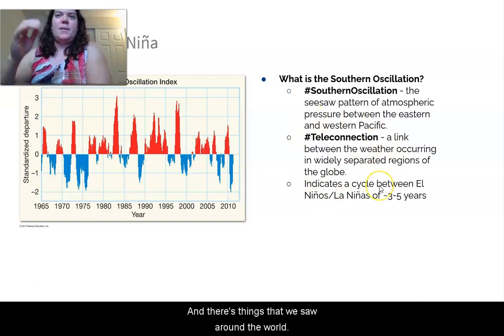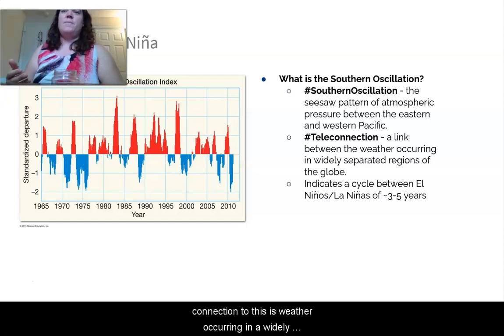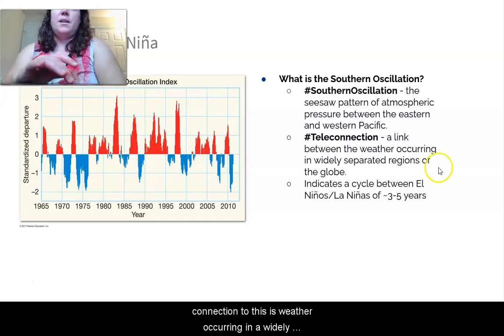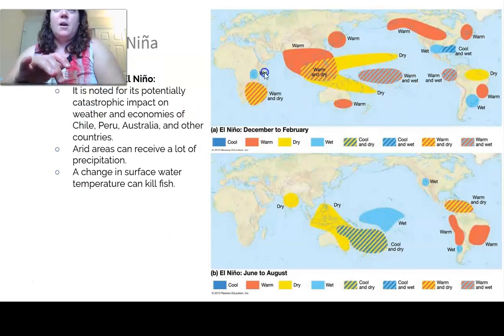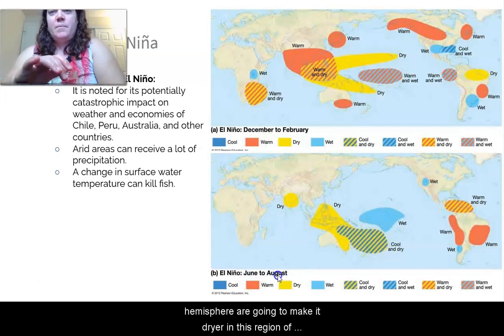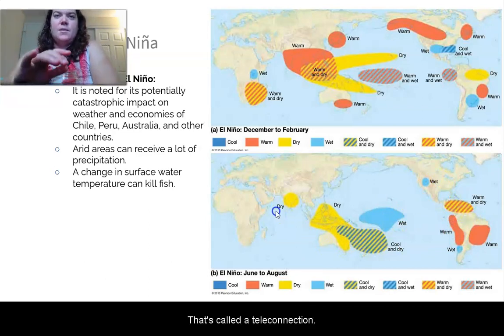And those things that we saw around the world connecting to the different events is called a teleconnection. So this is weather occurring in a widely separated region of the globe, which you see on this map. We already covered this, but even in Africa, it can get wetter than normal during El Ninos of the winter time, right? Well, our winter, their summer. And El Ninos that form in the northern hemisphere summer are going to make it drier in this region of the world. Again, notice that this is where the El Nino is forming, and this is where the impacts are being felt. So that's called a teleconnection.